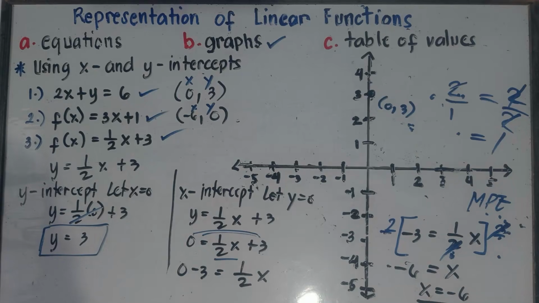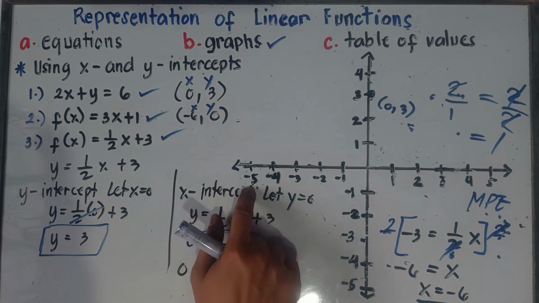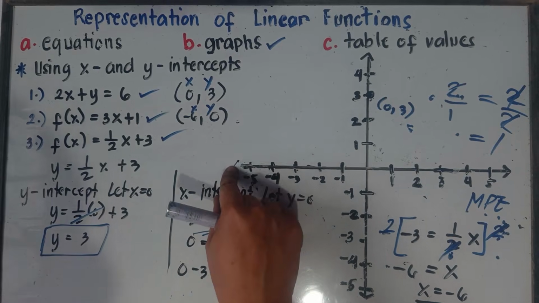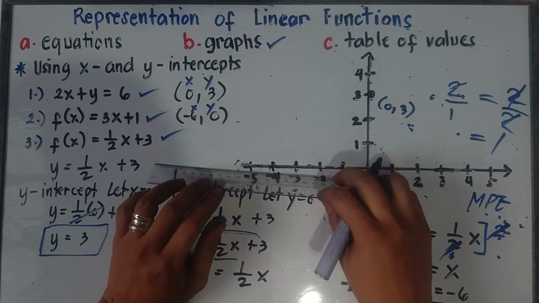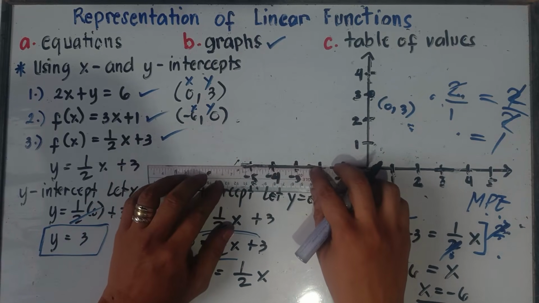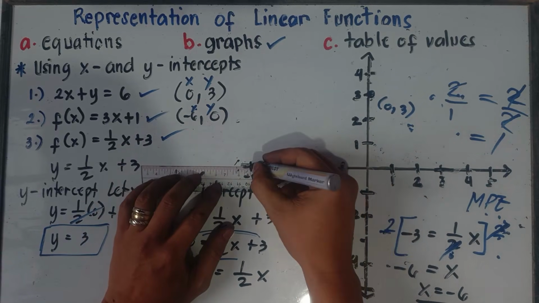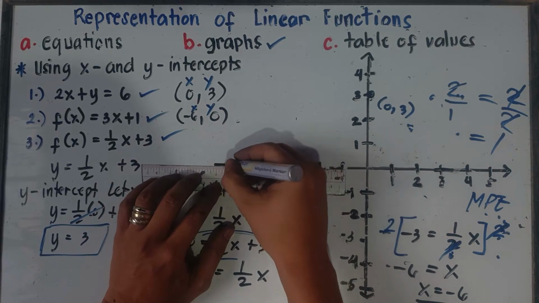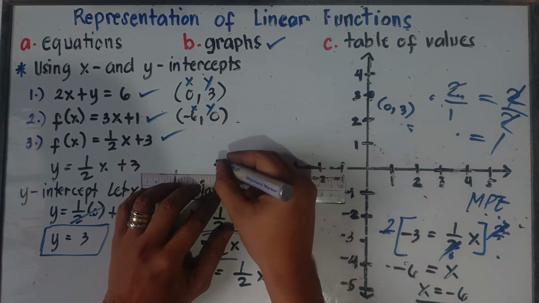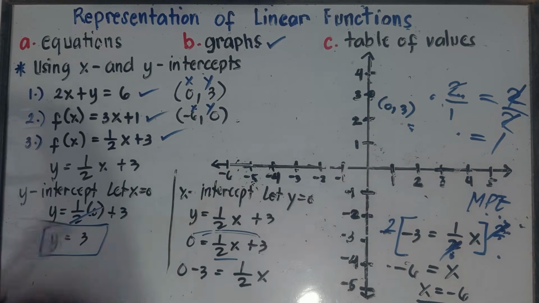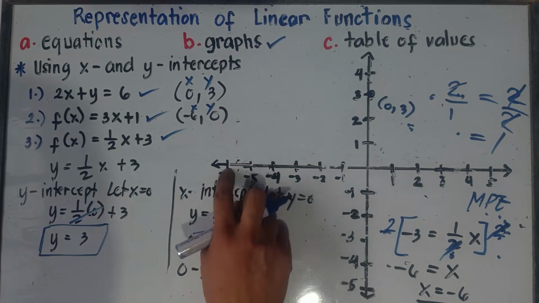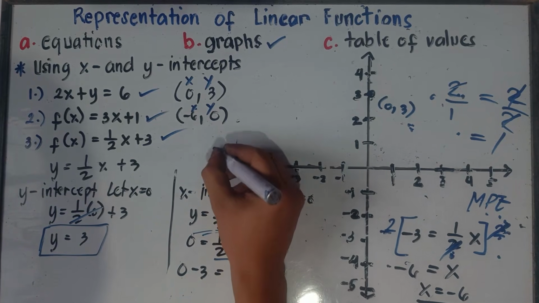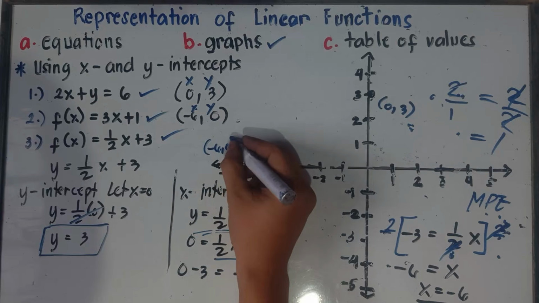And for the other one, x is negative 6. Looking at the plane, this only goes to negative 5, so we need to extend this one. I apologize, class. Okay, so x is negative 6 and then y is 0. So therefore, this one right here: x is negative 6 and y is 0.